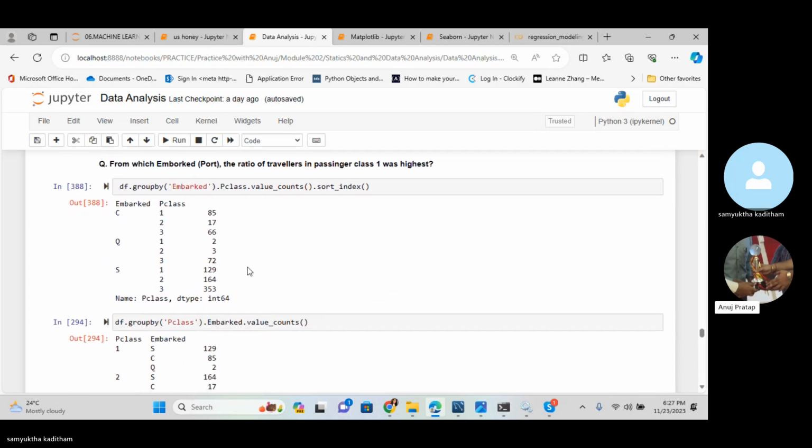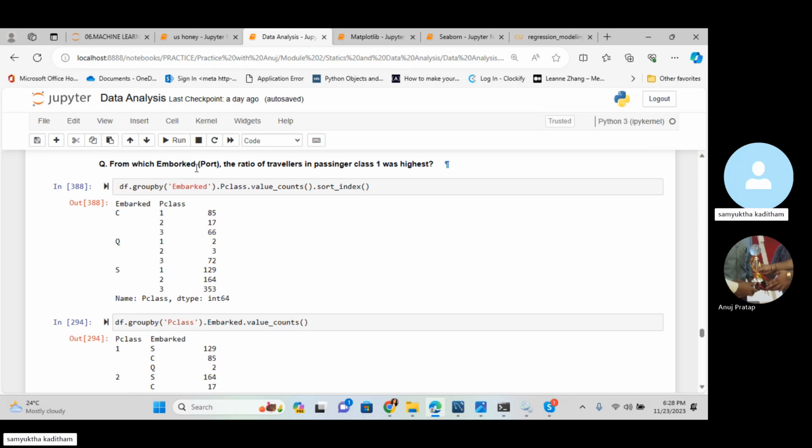And again here we are using group by travel. There is a question: from which port was the ratio of travelers in passenger class one highest? So it's actually a tricky question.